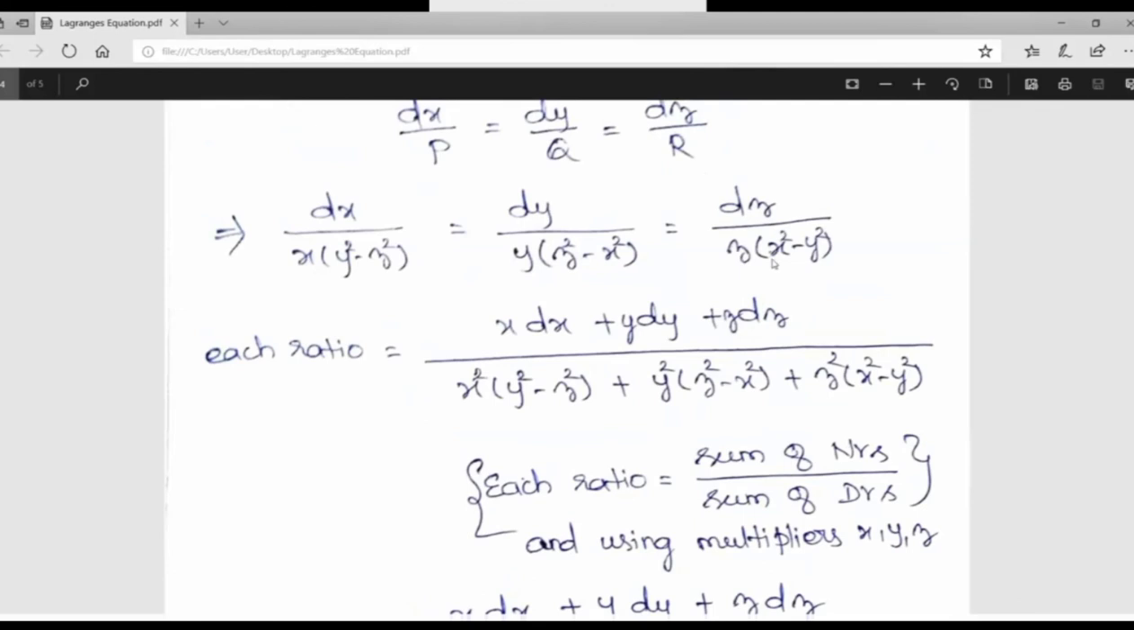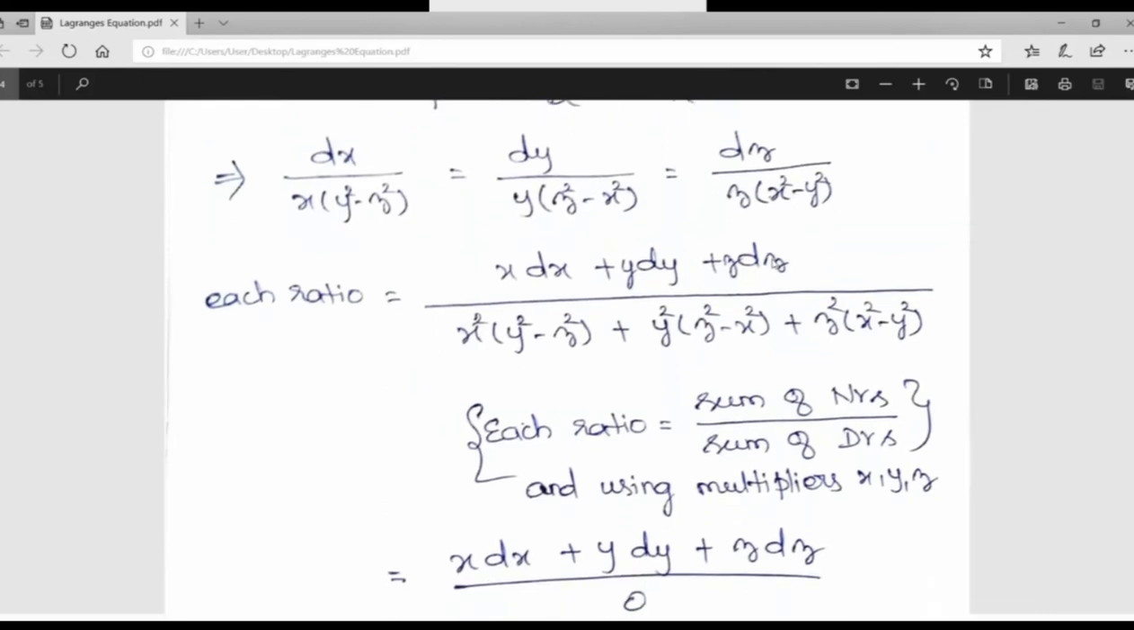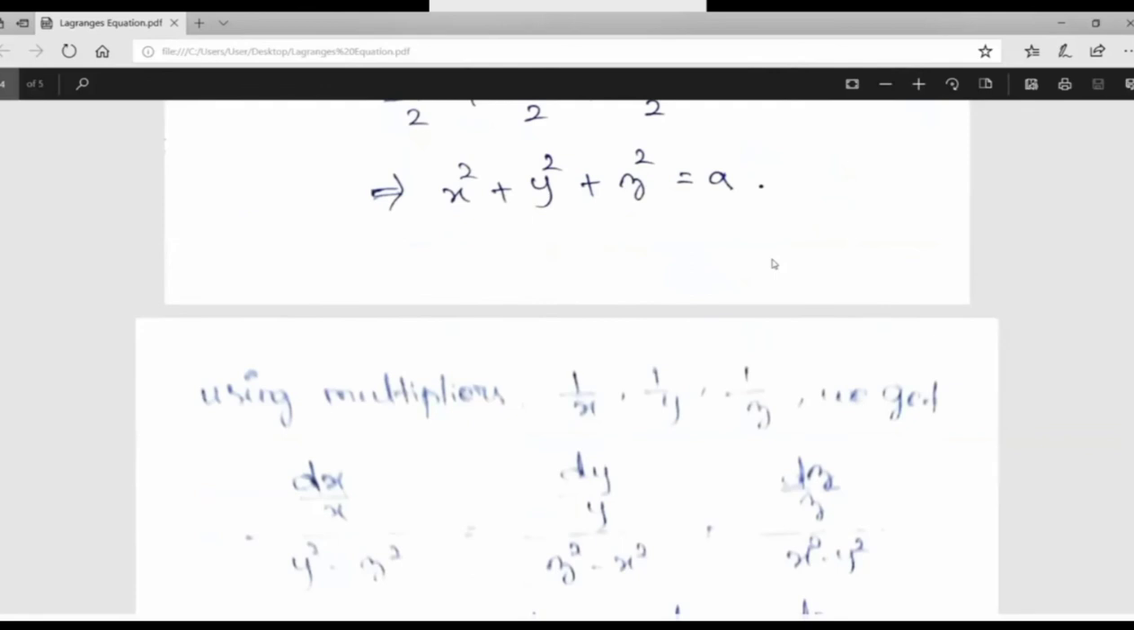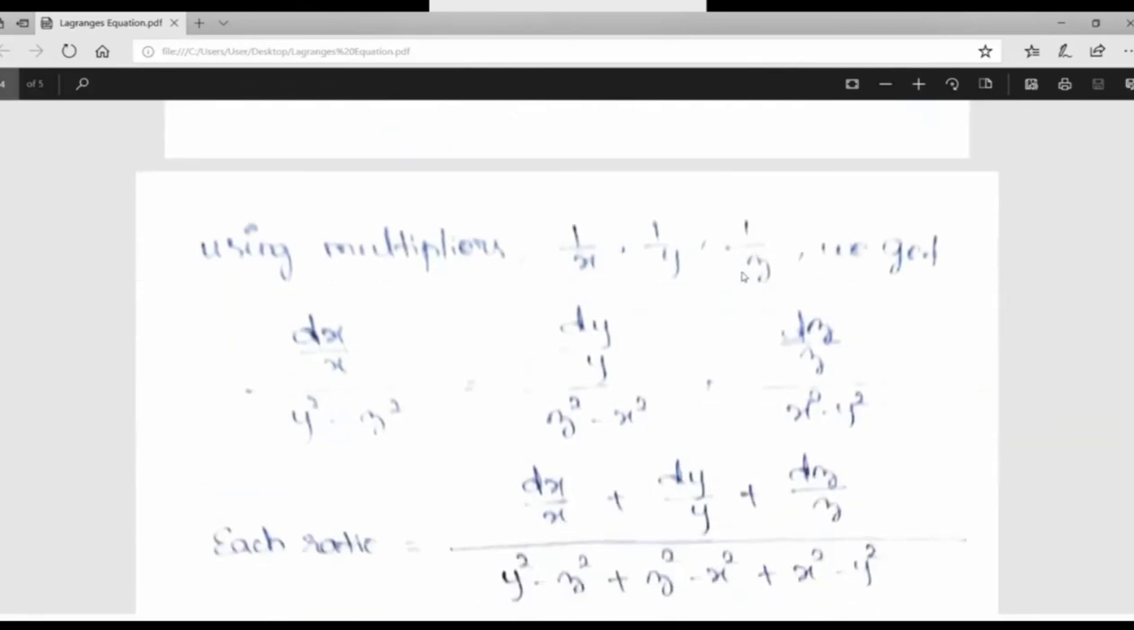So we can take the multipliers as 1 by x, 1 by y and 1 by z. Clearly imagine and do it. That is, using the multipliers 1 by x, 1 by y, 1 by z, we take 1 by x in the numerator and also in the denominator. The denominator will be cancelled. The numerator will become dx by x, dy by y, dz divided by z. And this y square minus z square will be the same as it is.